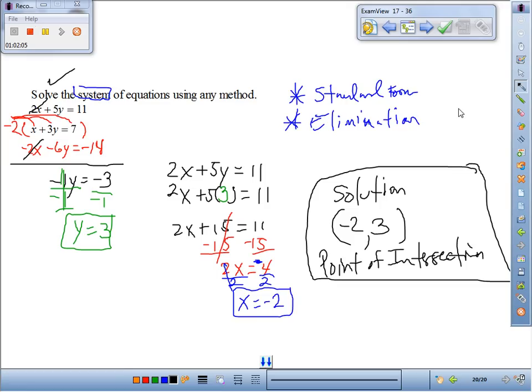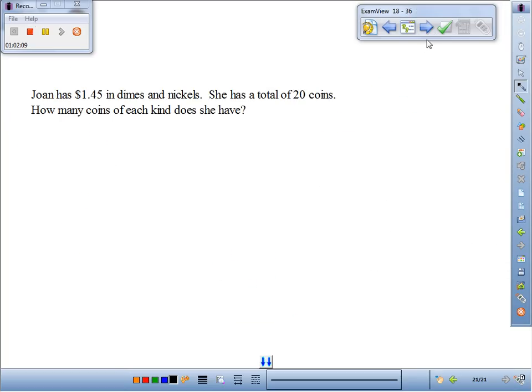Number 18. Yay, the word problem. It says, Joan has $1.45 in dimes and nickels. She has a total of 20 coins. How many coins of each does she have?